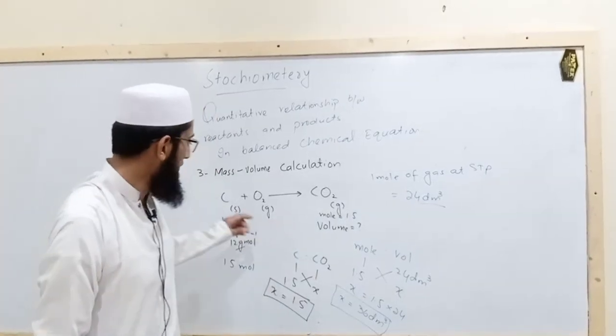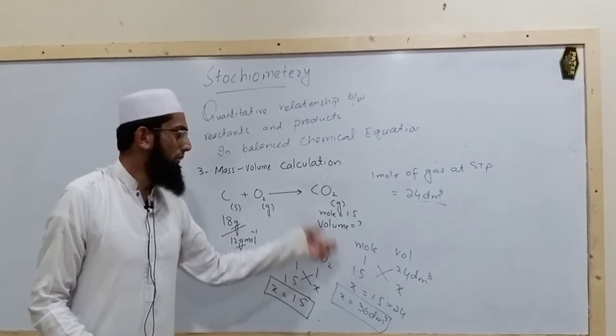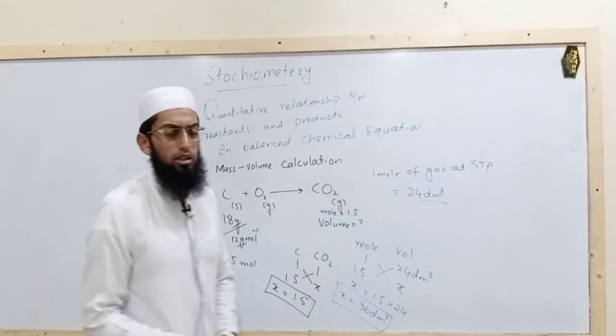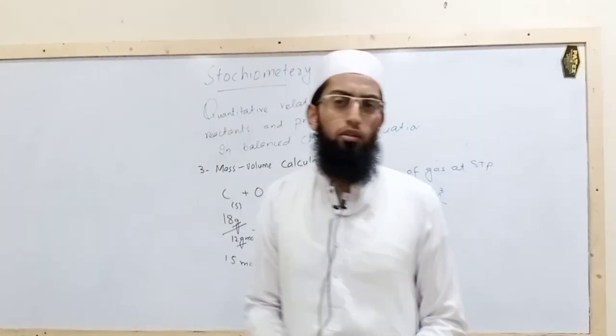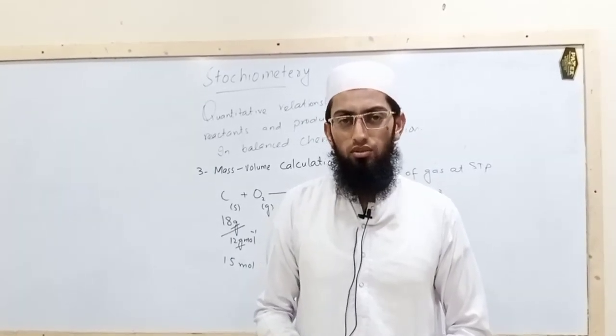So here we started from the mass and we found the volume of the substance. So this was the third calculation which we have done. So in this way we can carry on the stoichiometry calculations, and this is the simplest method which I have explained.